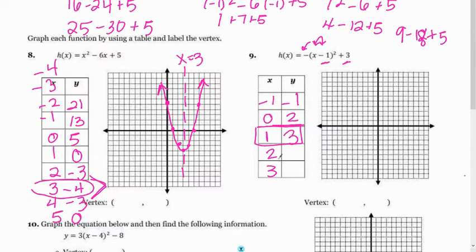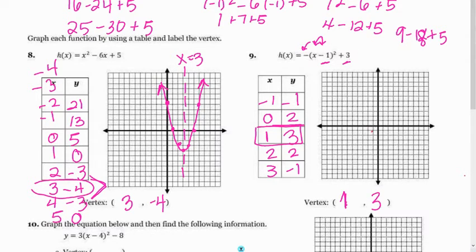Hopefully this turns around. 2 minus 1 is 1, negative 1 plus 3 is 2. 3 minus 1 is 2, 2 squared is 4, negative 4 plus 3 is negative 1. So we did get that turned around. Oops, I forgot to write 3, negative 4 over here. So I know this vertex is going to be at 1, 3 based on my vertex form of the equation.